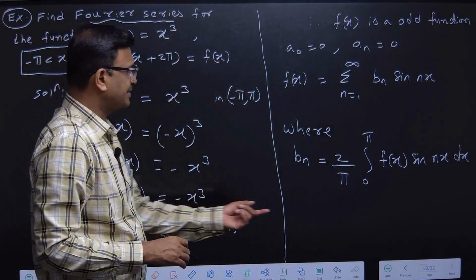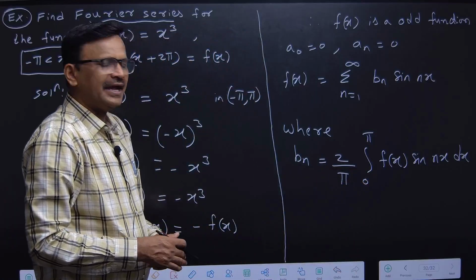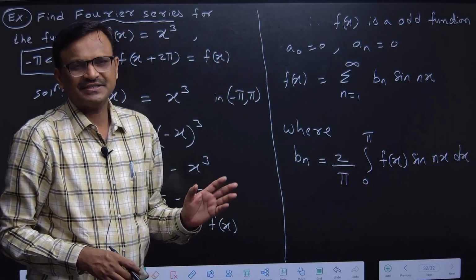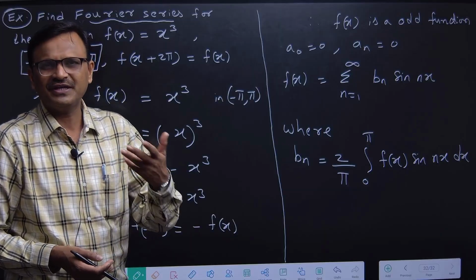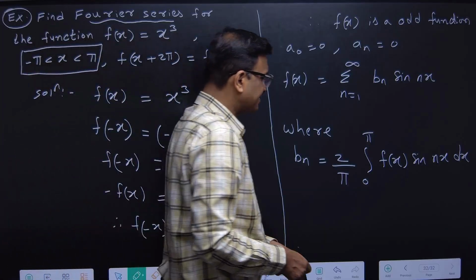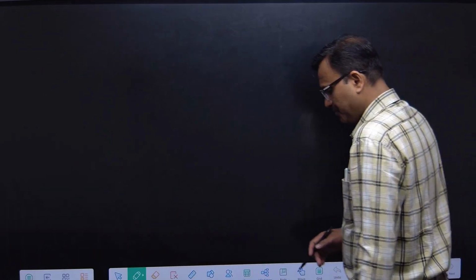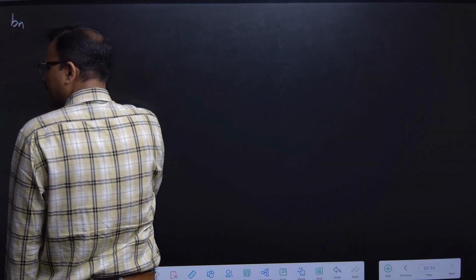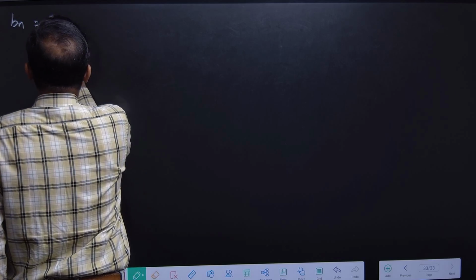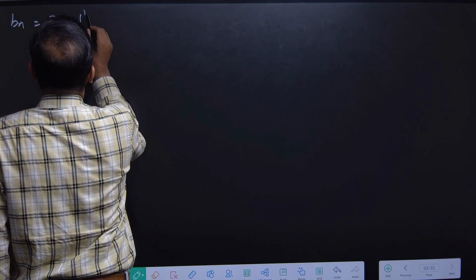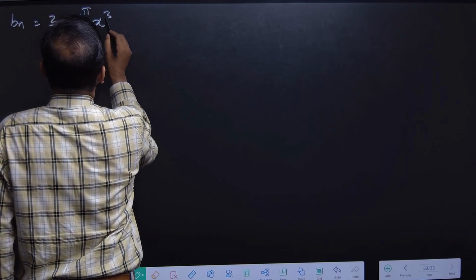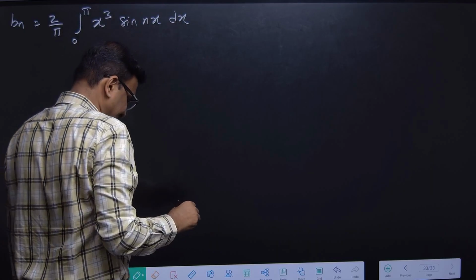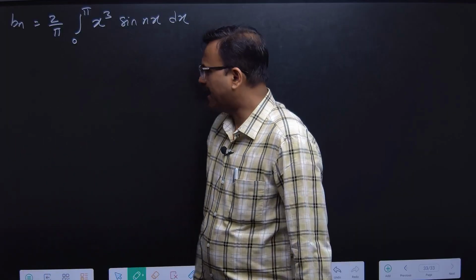Now in our case f of x is x cube. We'll substitute f of x as x cube, and so it will become 2 upon pi integration 0 to pi x cube sine nx dx. So for that integration of x cube into sine nx dx, we'll have to apply the formula of integration by parts, integration uv dx. So Bn we are going to get as 2 upon pi integration with limit 0 to pi, x cube into sine nx dx as it is.